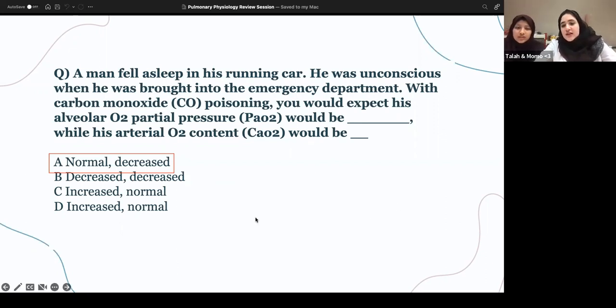Increasing PO2? No, the oxygen is not going to dissolve. Usually a large percent of oxygen is going to bind to the hemoglobin, and a very tiny percentage of the oxygen is going to dissolve inside the blood. You get me? So the PaO2 is not going to be affected, while the CaO2, the amount of oxygen that we have in the capillary, is going to be decreased because the carbon monoxide took over and bound to hemoglobin.